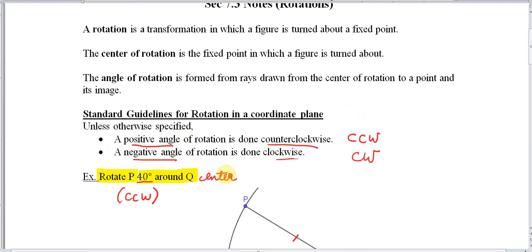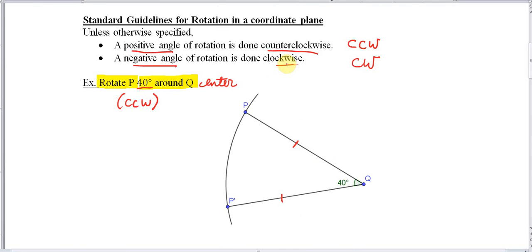Let's look back up at the definition. A rotation is a transformation in which a figure is turned, or spun, about a fixed point. In our example, Q is the fixed point. That fixed point has a special name: it's called the center, or the center of rotation. The angle of rotation is formed by rays drawn from the center to the point and to its image, exactly like so here. This angle of rotation, 40 degrees, is formed by the rays or line segments from the center to the point, and from the center to the image of the point.